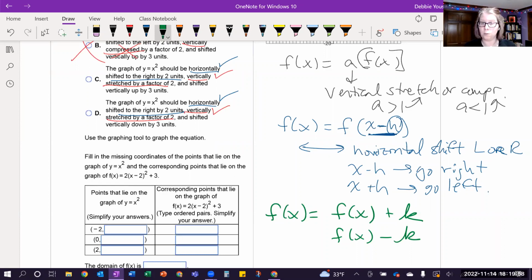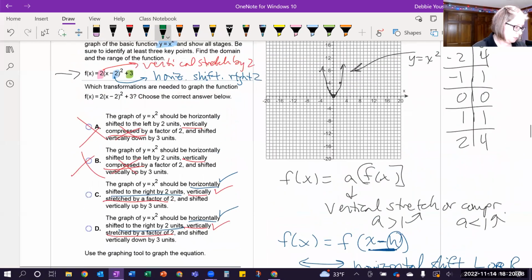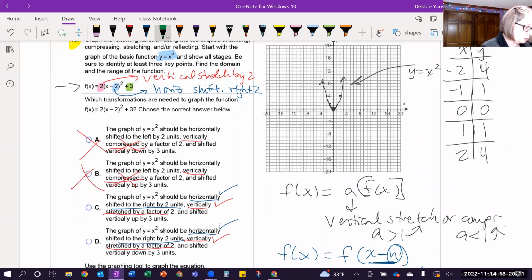So what you see is what you get. You don't go against what your gut thinks you should do. So this is going to be up k units, and this other one with minus k is going to be down k units. So that means for us, we see a plus 3. So that's going to be up 3 units with a vertical shift.